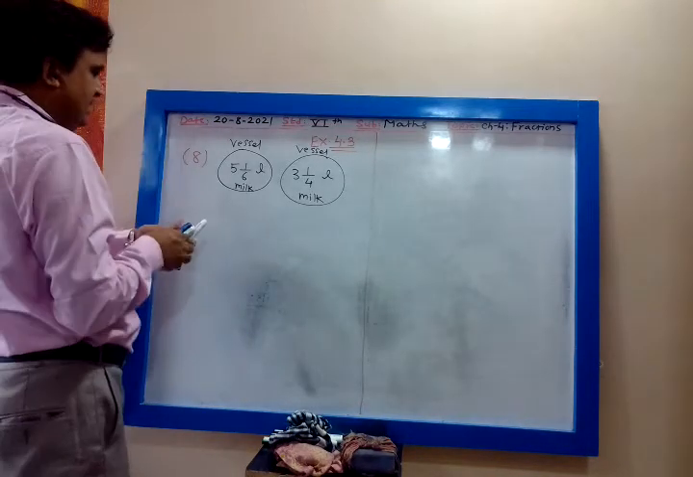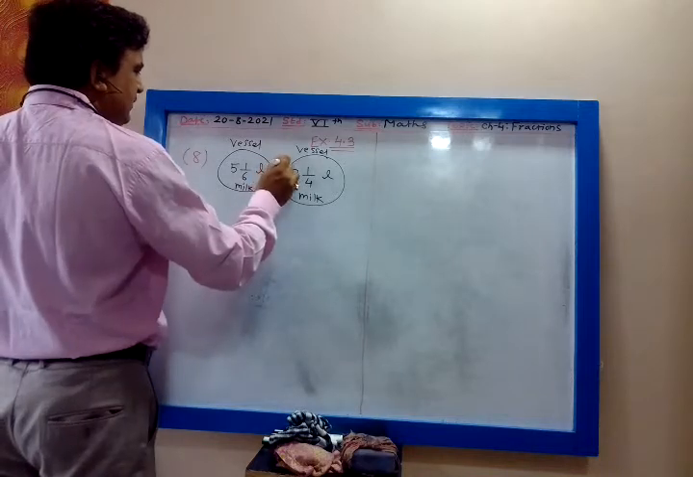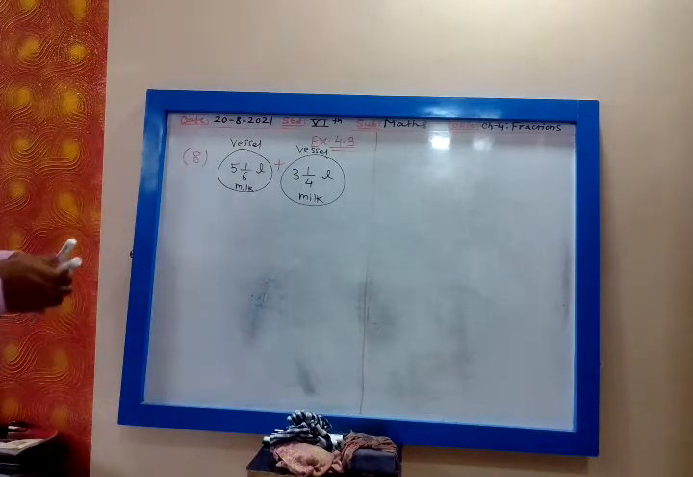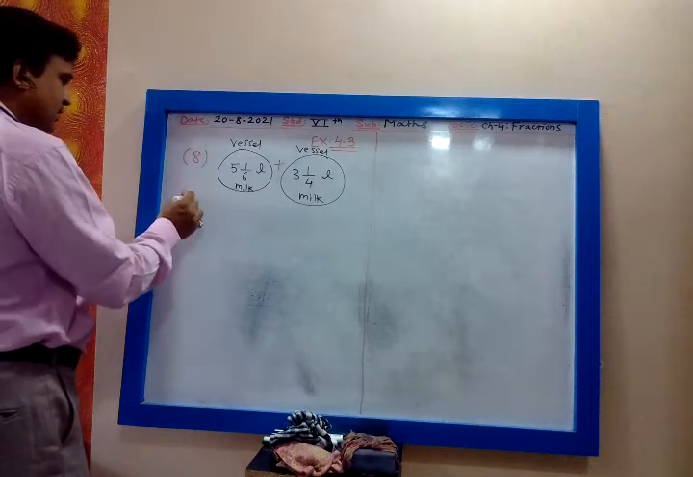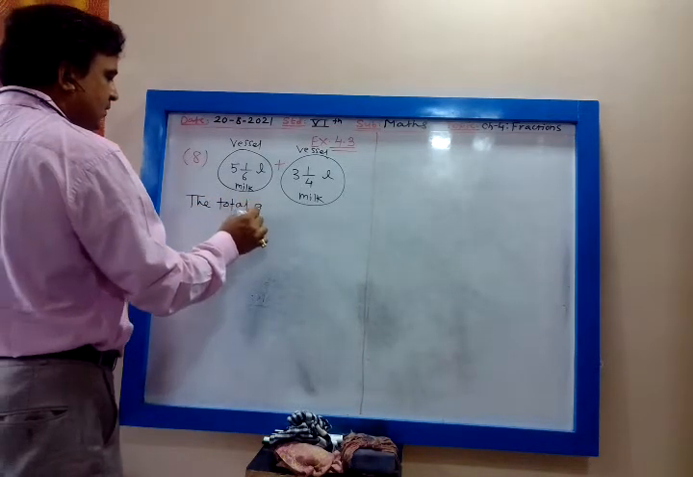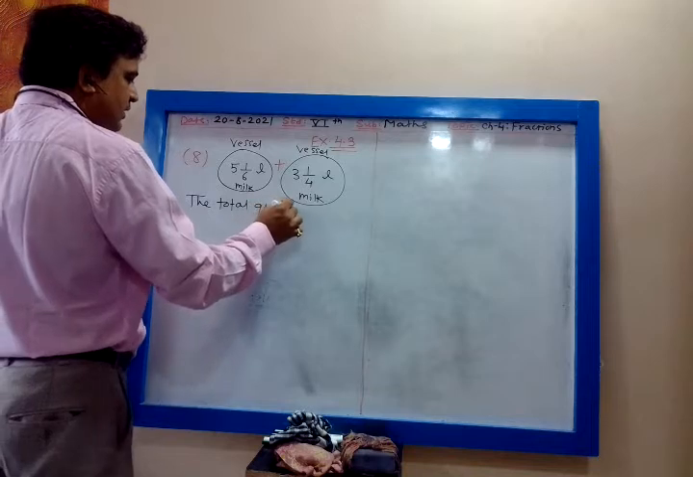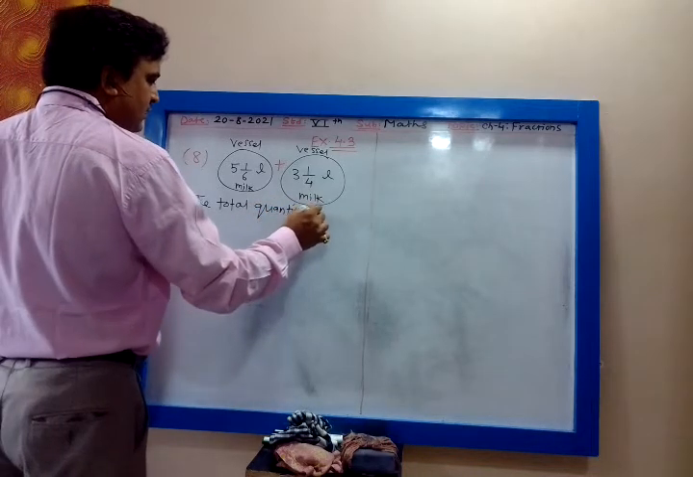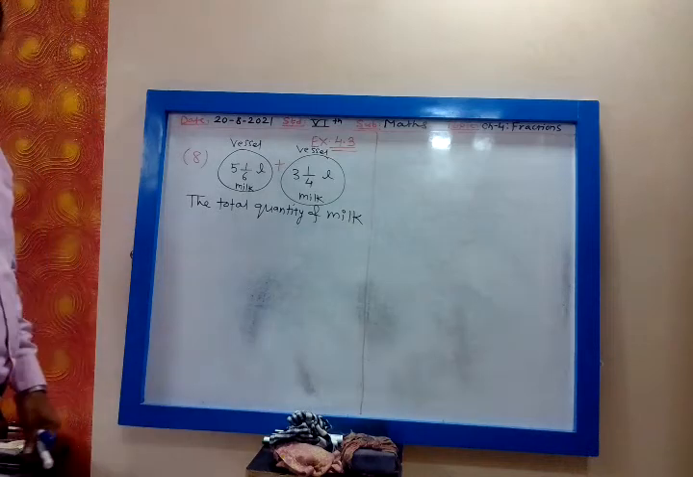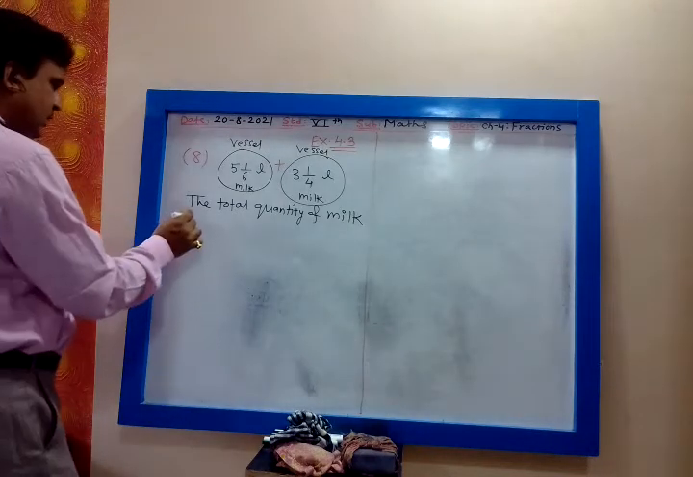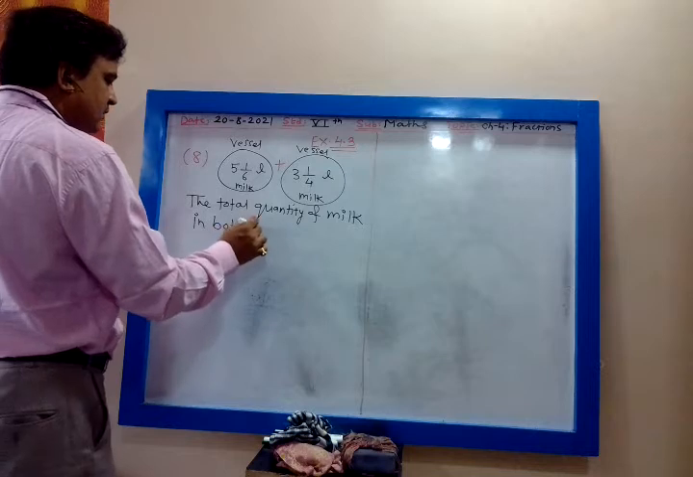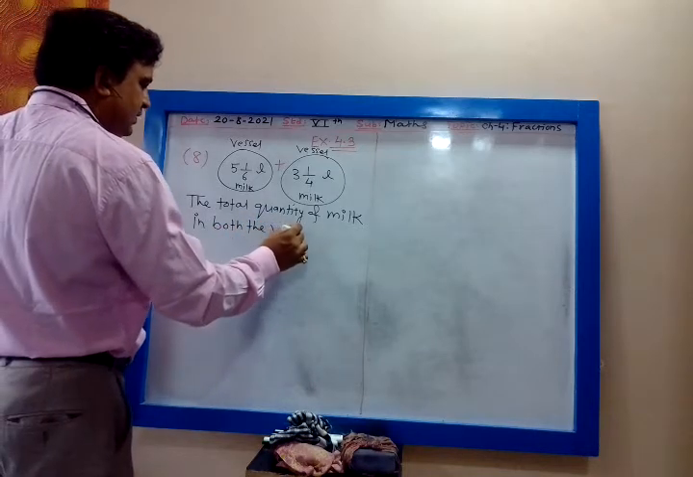Find the total quantity of milk in both the vessels together. So we write: the total quantity of milk in both the vessels together.